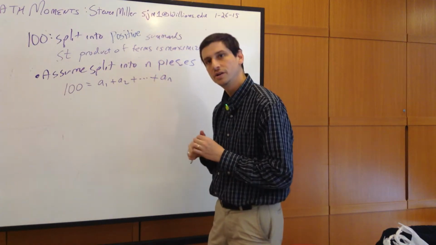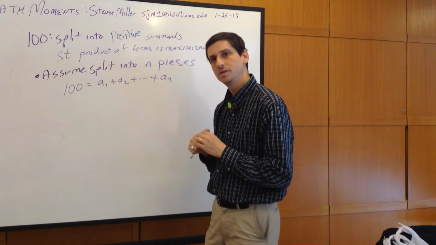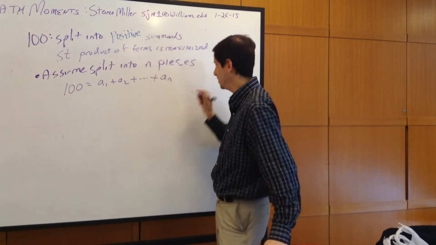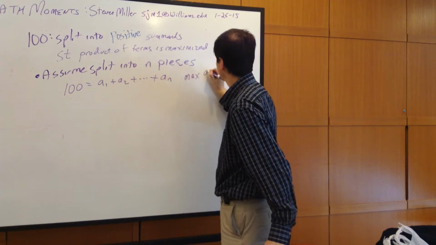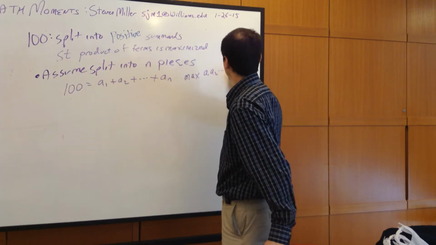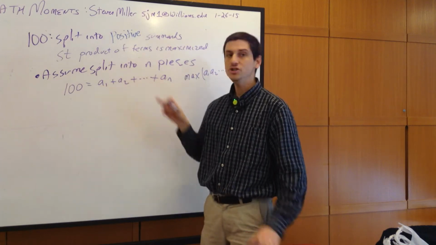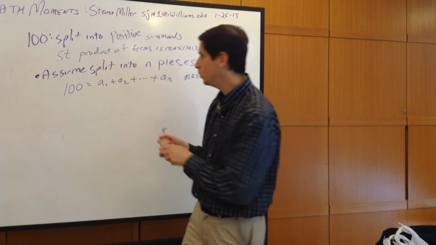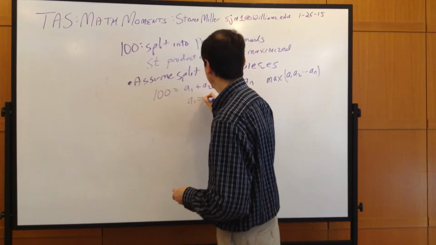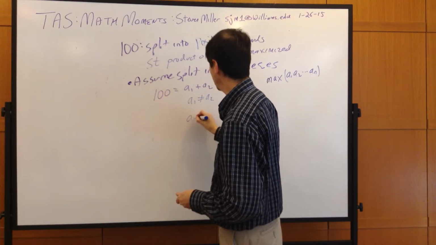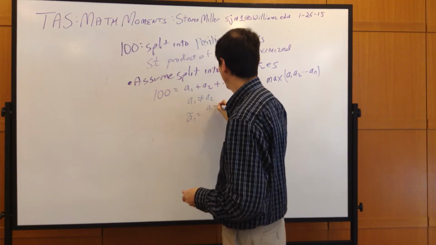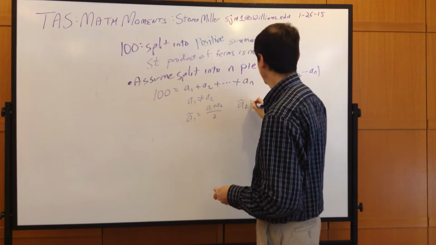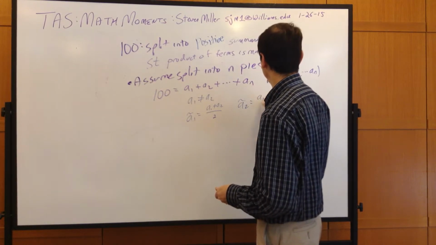We want them to be equal. Why do they have to be equal? So we can get squares. So we want to maximize the product a1, a2, ..., an. Imagine two of them were not equal. Without loss of generality, let's say a1 doesn't equal a2. Let a1 tilde be (a1 plus a2) over 2, and a2 tilde be (a1 plus a2) over 2.